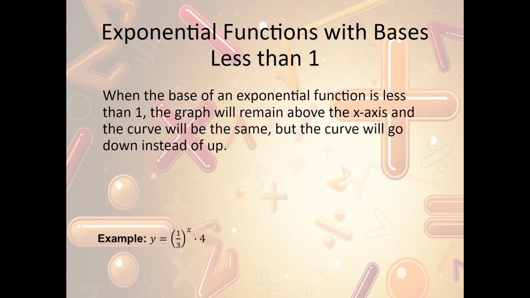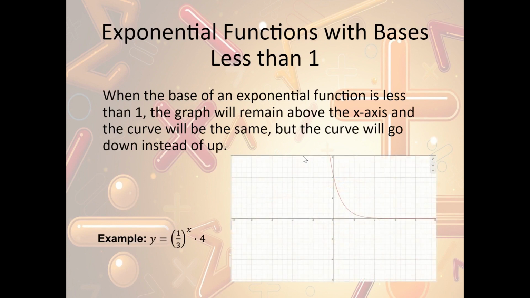For example, we have y equals 1/3 to the x power times 4. So notice this base is smaller than 1, and a normal curve goes up, but if we have a base number less than 1, it's going to go downward as we go from left to right. So it looks exactly the same as 3 to the x, except it's just mirrored over to the other side and going this direction.